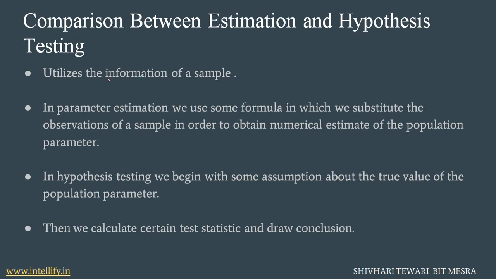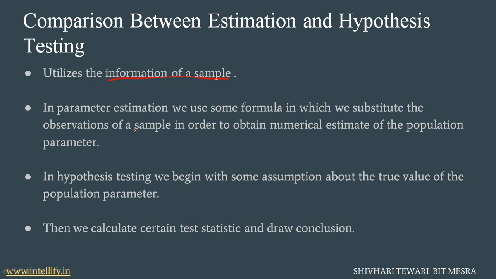So it basically utilizes the information of the sample. In parameter estimation, we use some formula in which we substitute the observations of a sample in order to obtain a numerical estimate of the population parameter. That means we have collected the observations of the sample data, and we are using some formula in parameter estimation to obtain a numerical estimate of our population parameter.